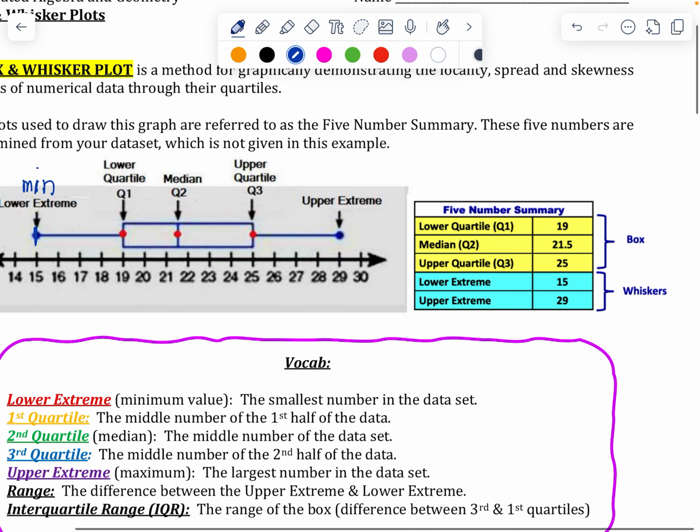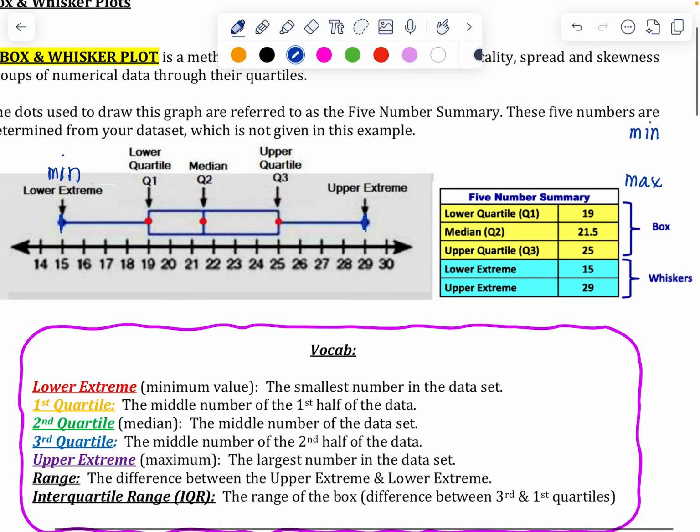So if you look, your minimum value is 15. When these are listed, I like to find the min and then the max. Our maximum value is over here, which is 29. The median is the number in the middle of the data set. So if you had 100 numbers, the number right in the middle of those 100 numbers would be your median, right? So that goes right in the middle.